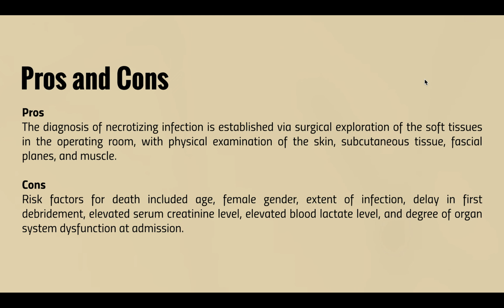Pros and cons. Pros. The diagnosis of necrotizing infection is established by surgical exploration of the soft tissues in the operating room, with physical examination of the skin, subcutaneous tissues, fascial planes, and muscle. Cons. Risk factors for death include age, female gender, extent of infection, delay in first debridement, elevated serum creatinine level, elevated blood lactate level, and number of organ system dysfunctions on admission.